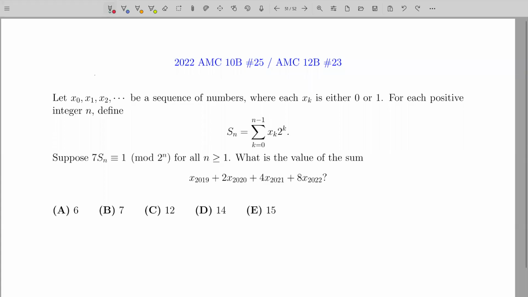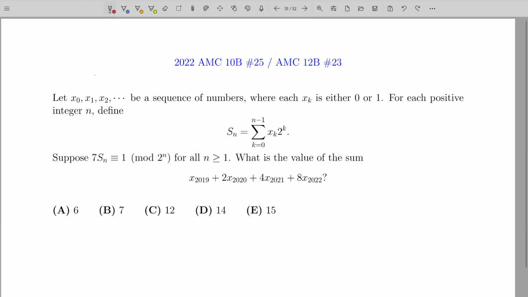Let x0, x1, x2, ... be a sequence of numbers where each xk is either 0 or 1. For each positive integer n, define Sn as the sum over k equals 0 to n minus 1 of xk times 2 to the k. Suppose 7Sn is congruent to 1 modulo 2 to the n for all positive integers n. What is the value of the following sum?